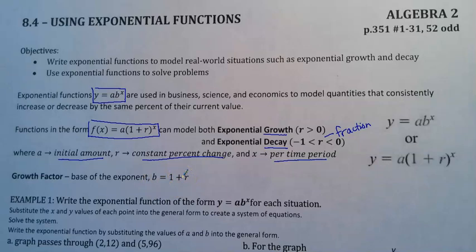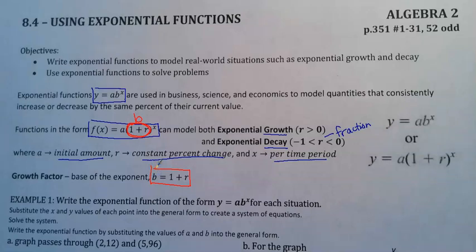All we've done, if we think about that, and here we have a times b to the power of x, is we have replaced the b with the quantity 1 plus r. That is our b, which is why this says b is equal to 1 plus r. That's our base of the exponent, or our growth factor.